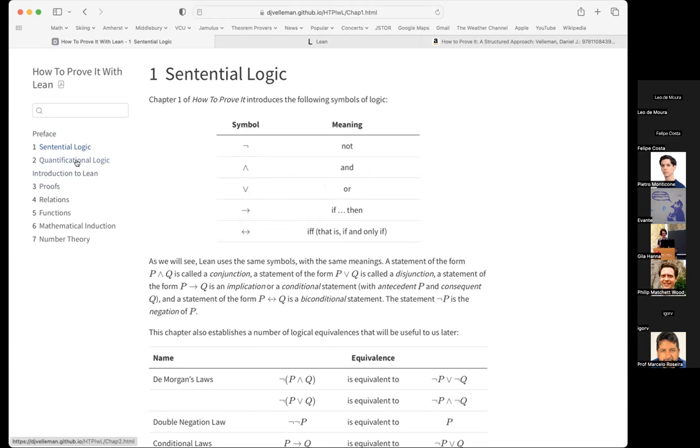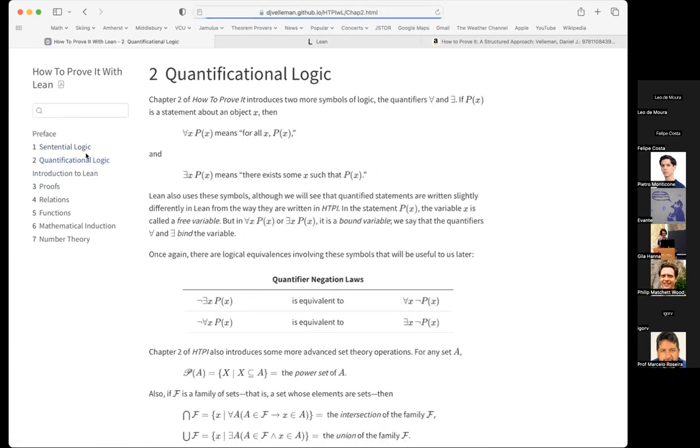There are two more symbols of logic that are used both in the book and in Lean, and that's the upside down A to mean for all, and the backwards E to mean there exists. And again, I think those shouldn't be too hard to remember, A for all, E for exists.